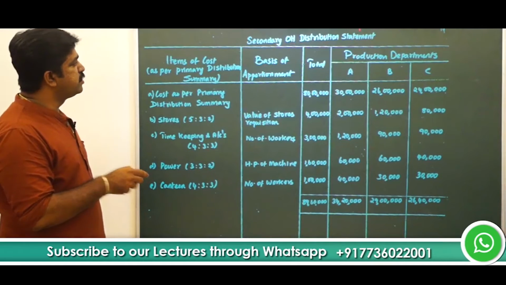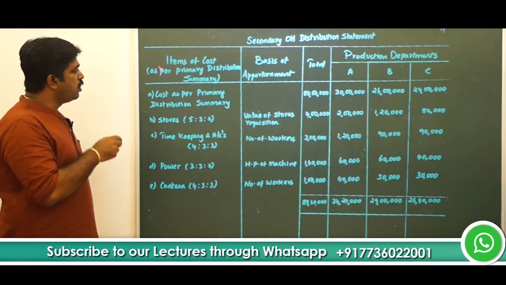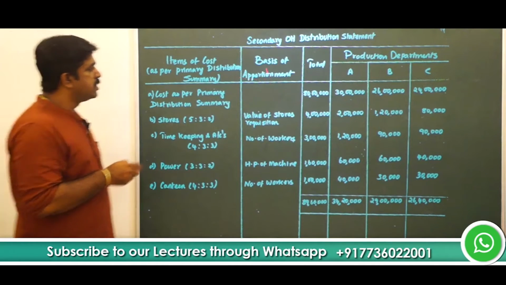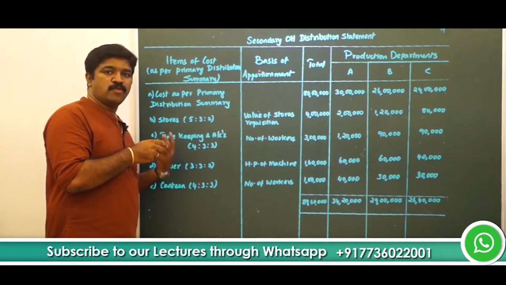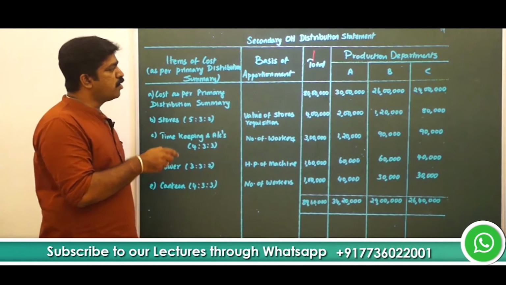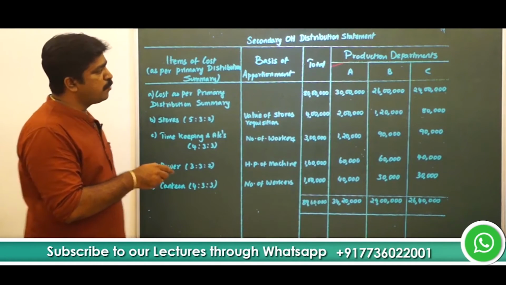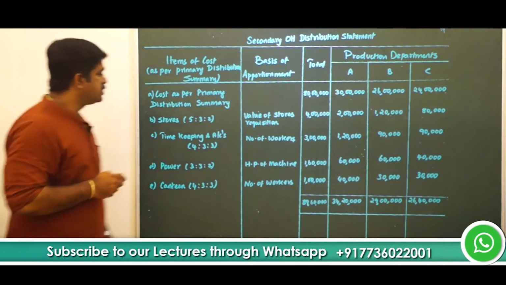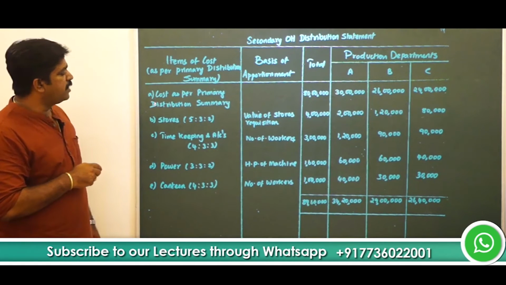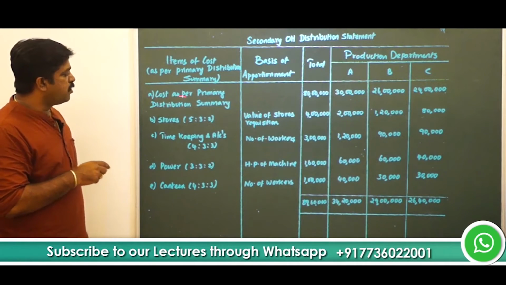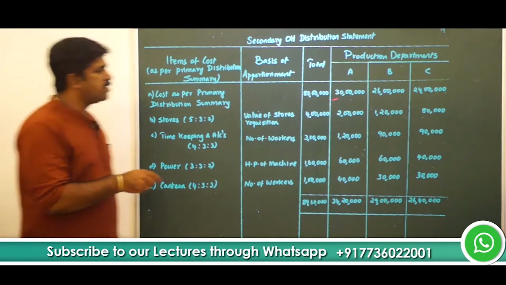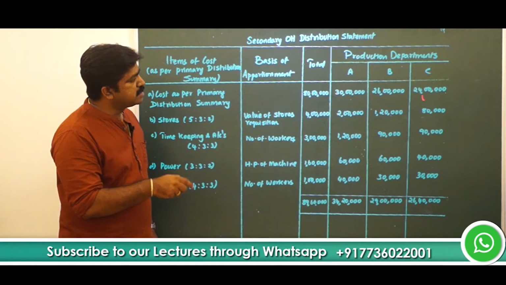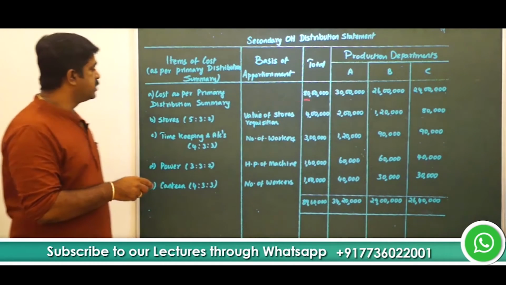Secondary overhead distribution statement. In this column we will capture the items of cost as per the primary distribution summary, and the second column is for deciding on what basis we have to apportion. The third column is for the total. Then comes the apportionment over the 3 production departments A, B, C. First, let's capture the cost as per the primary distribution summary as available in the question: production A 30 lakhs, B 26 lakhs, C 24 lakhs, totally 80 lakhs.